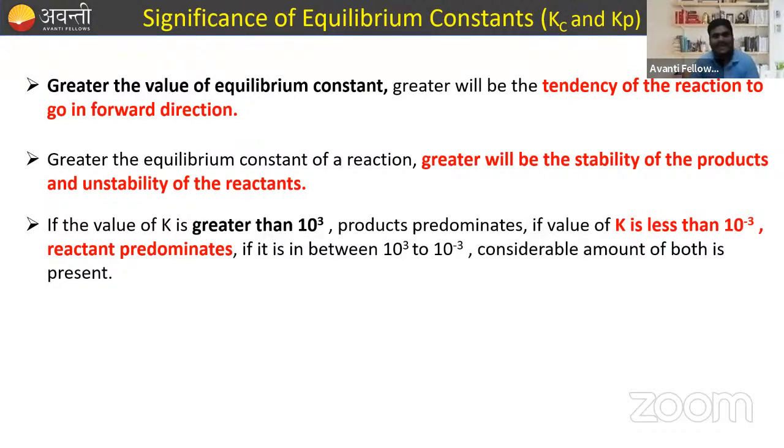If the value is greater than 10 raised to the power 3, the product predominates, obviously. If the value of K is less than 10 raised to the power minus 3, then the reactant predominates. And if it is in between 10 raised to the power 3 and 10 raised to the power minus 3, a considerable amount of both is present.